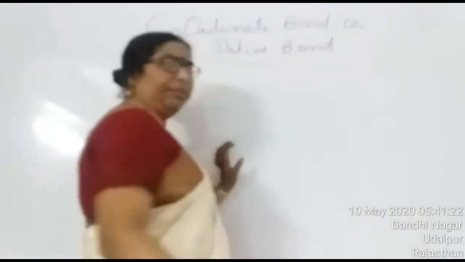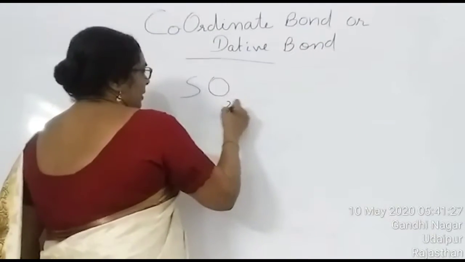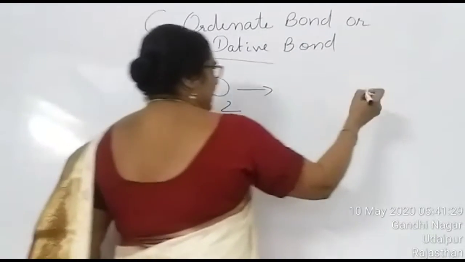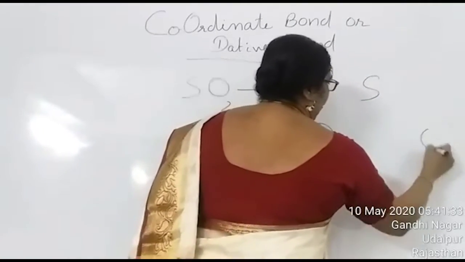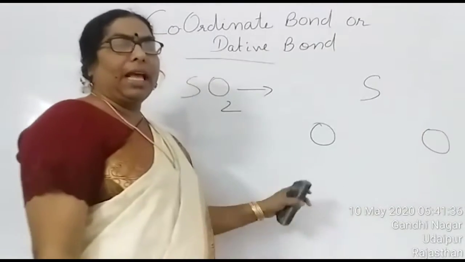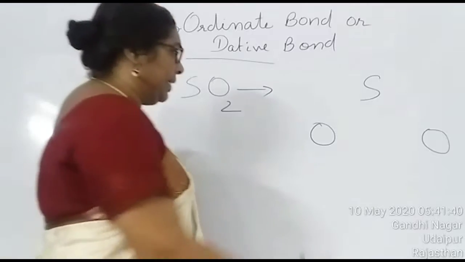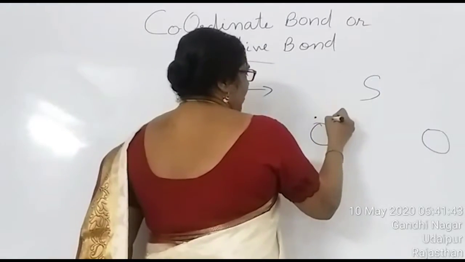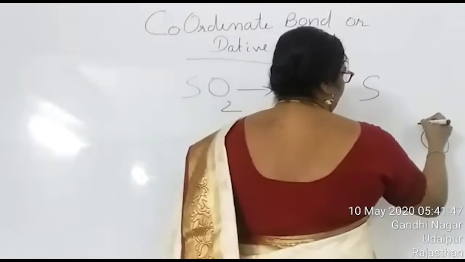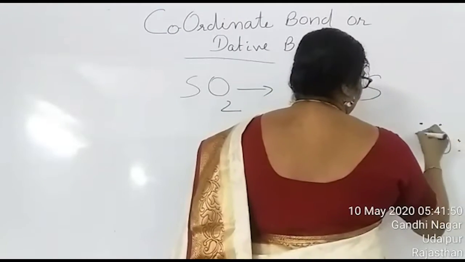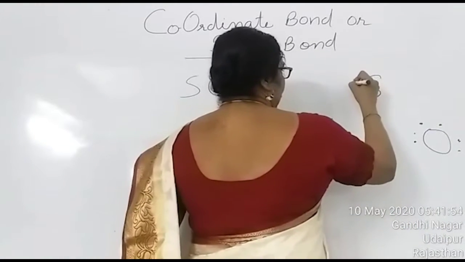Just consider the formation of sulfur dioxide. Okay, in this case the sulfur atom is at the center, and there are 2 oxygen atoms. Here also you know that the valence electrons in case of sulfur as well as oxygen are both 6. So let us consider 2 electrons of this particular oxygen, and here also we can consider 2 electrons, and this is for sulfur.